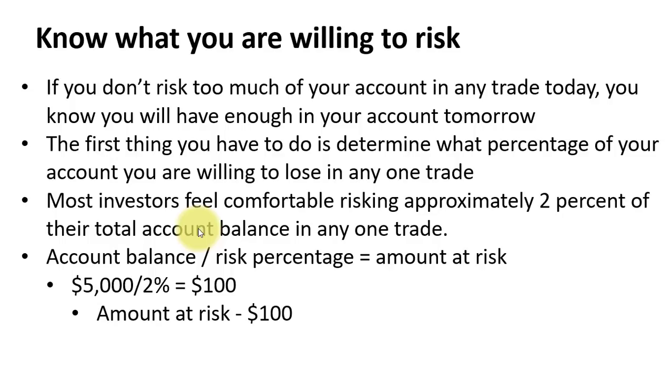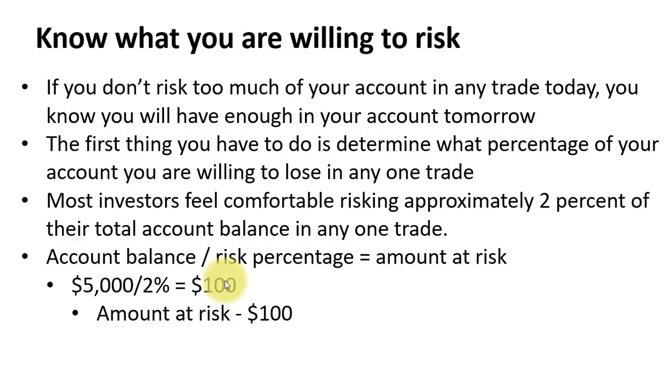The first thing you have to do is determine what percentage of your account you are willing to lose in any one trade. Once you have decided that, the rest is a simple formula. This is the formula. If you have decided, for example, that you want to risk 2% of your account, account balance multiplied by risk percentage gives you the amount at risk. If the account balance is $5,000 and you want to risk 2%, the amount at risk is $100. Most traders feel comfortable risking approximately 2% of their total account balance in any one trade.